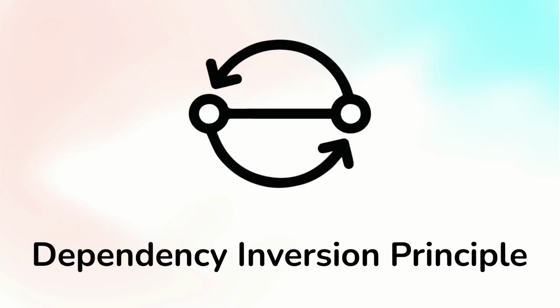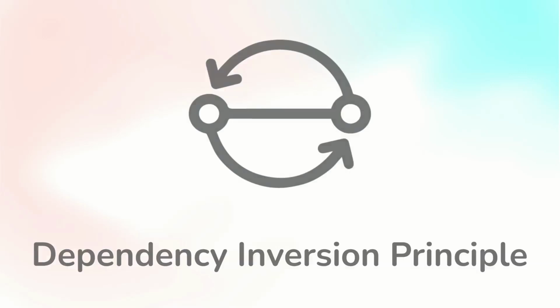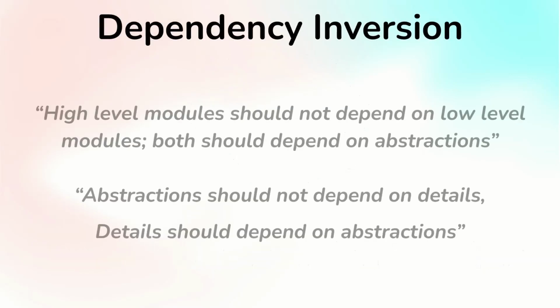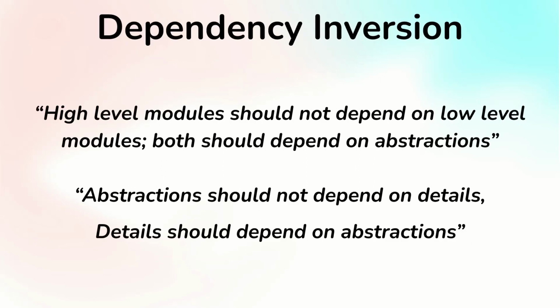Welcome back, everyone. We have all heard about the dependency inversion principle, but let's see what exactly it is. Let's start with the definition. This principle says that high-level modules should not depend on low-level modules. Both should depend on abstractions. And abstractions should not depend on details, but details should depend on abstractions.